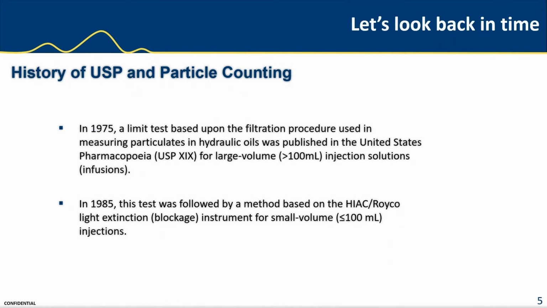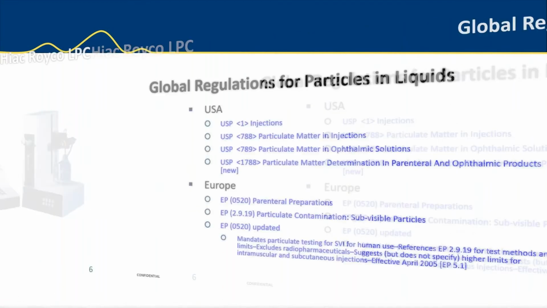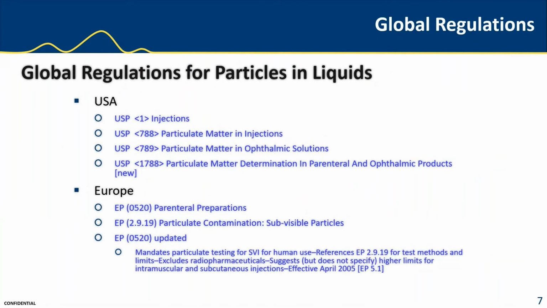Liquid particle counters finally made their way into USP standards in 1985 with the Hiac-Royco unit. Here we go. Nice image of it. And after that, more manufacturers go onto the market with liquid particle counters. Here we see the global regulations in the USA, Europe, and we'll see more in the next couple of slides.